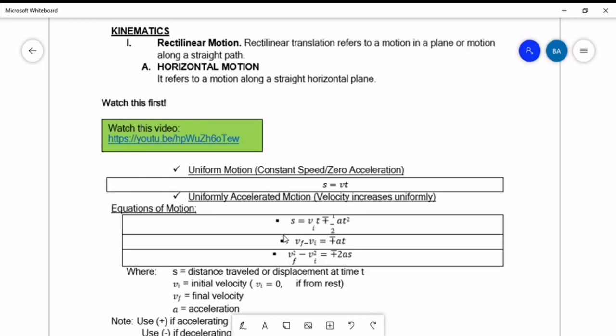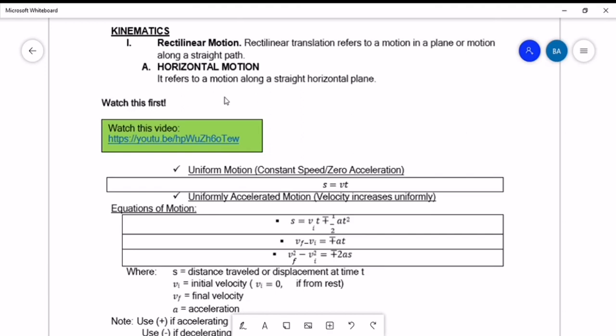In this lesson, now let's tackle kinematics. And we know that kinematics is one of the branches of dynamics. Under kinematics, there is what we call rectilinear motion. And there are two kinds of rectilinear motion. It is either horizontal motion or vertical motion.